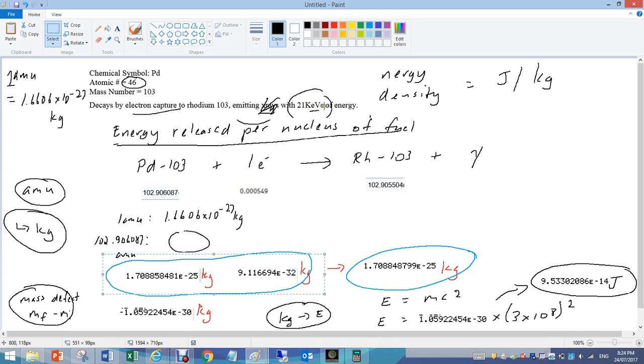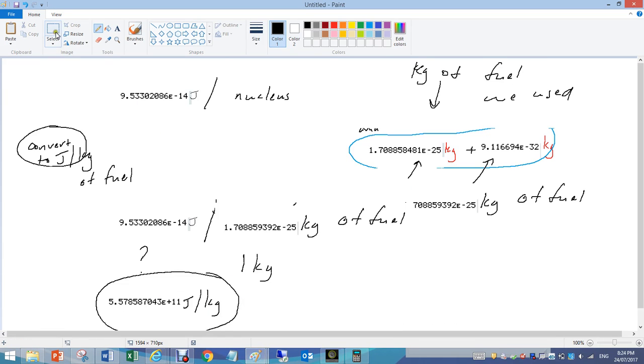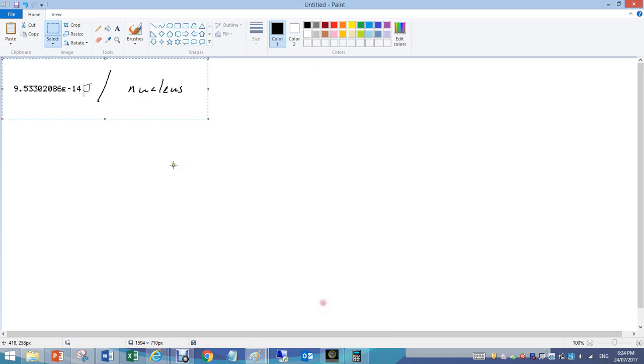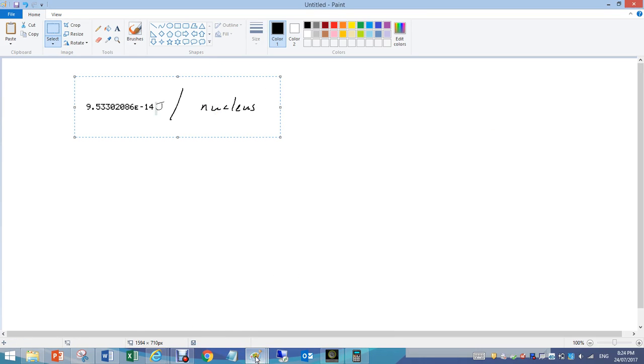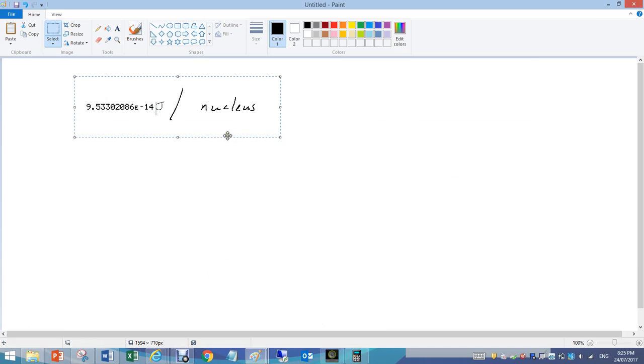It said 21 kilo electron volts of energy, which means per nucleus, so we have to go back a step actually. Back to here. So we'll grab this. That was the joules per nucleus. And there's a claim that it should be this much. 21 kiloelectron volts of energy per nucleus.